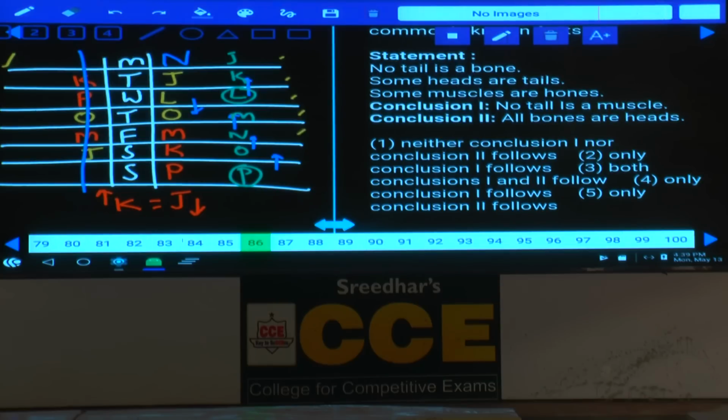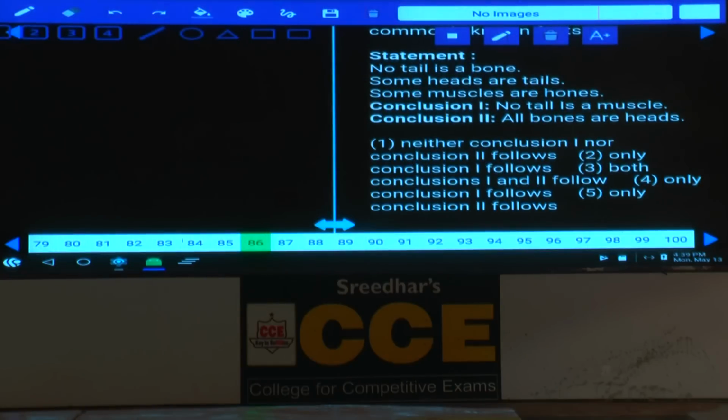Now these 5, 86 to 90, are based on syllogisms. Now the first one: no tail is bone. It can be written like this: tail and bone, with no intersection between these two. And next one, some heads are tails, which can be written like this. And some muzzles are bones.